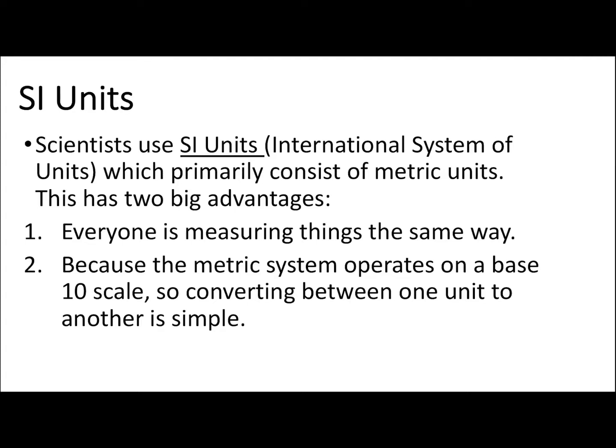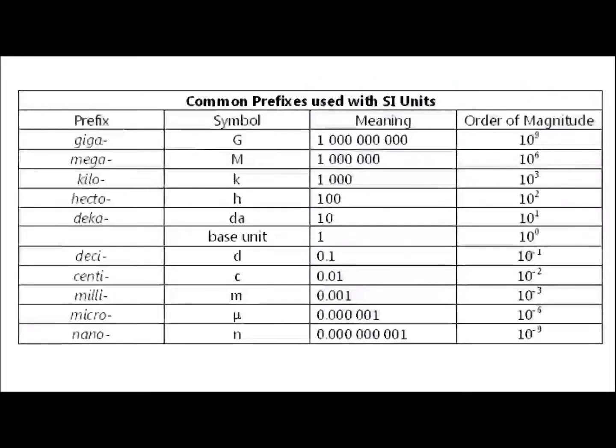And the second is because the metric system operates on that base 10 scale. So converting makes things so much easier. Just like how I said, there are 5,280 feet in 1 mile, and you have to remember this. It's way easier to just remember how many centimeters are in a meter. Oh, well, a centimeter is 1/100th of a meter. And so there are 100 centimeters in a meter.